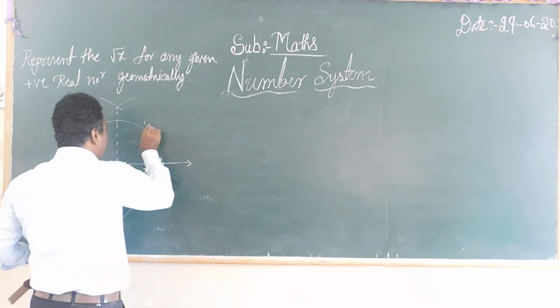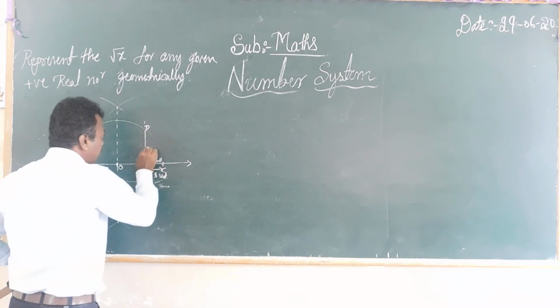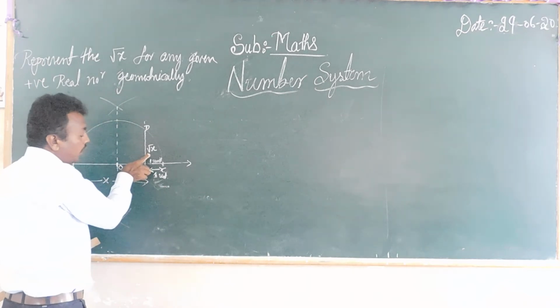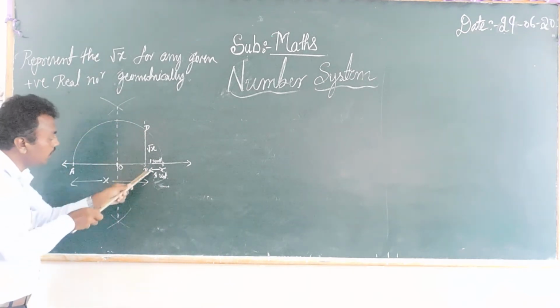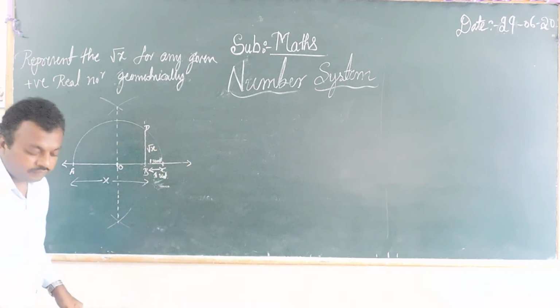So this point is called D. This line segment is called root x. Now this one we have to prove: this length becomes root x. Now we have to prove it geometrically.